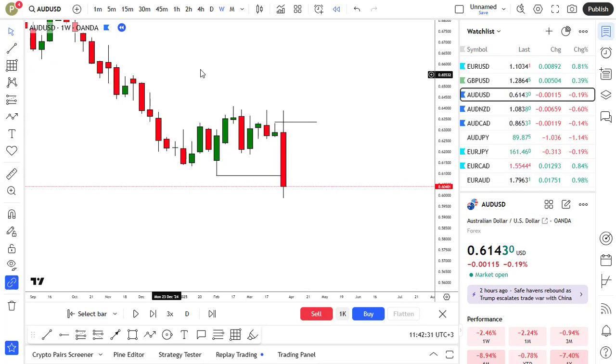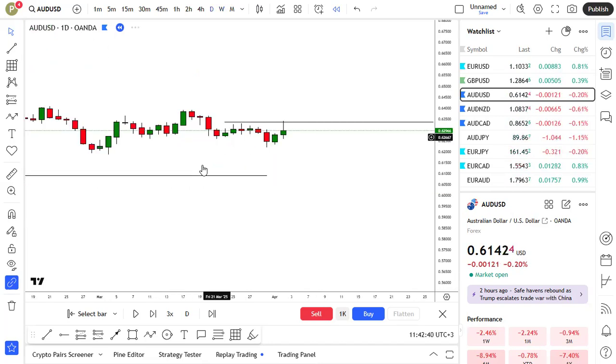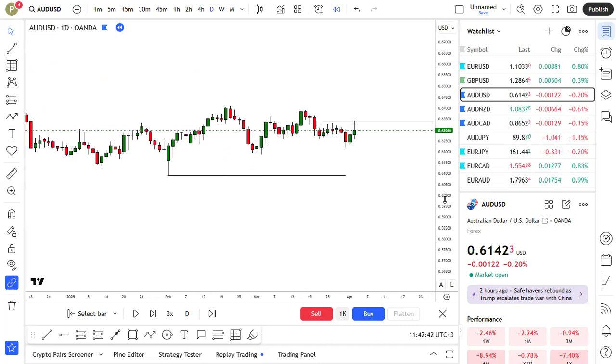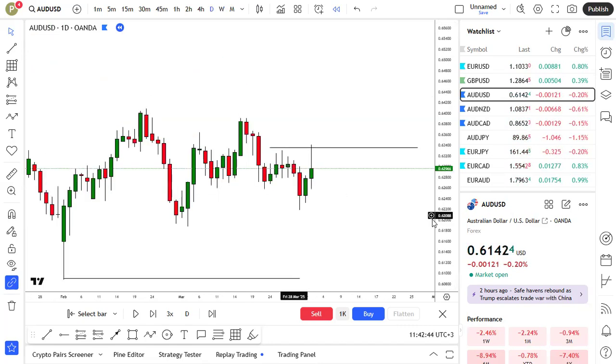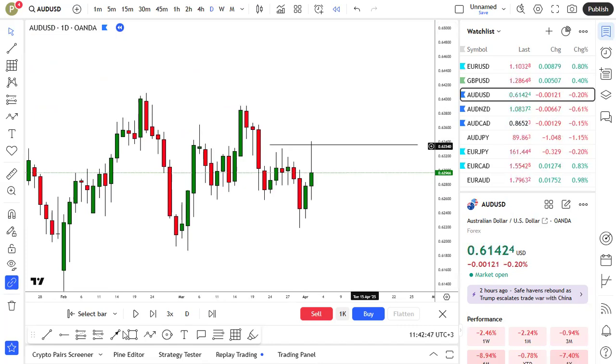Let's check on the daily. So this is the daily. If we check on the daily, the daily is simply bullish. Now the weekly is bearish, the daily is bullish. Now your contradiction. This is a contradiction, right?